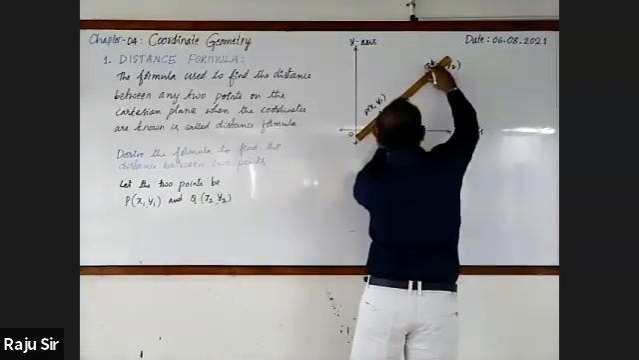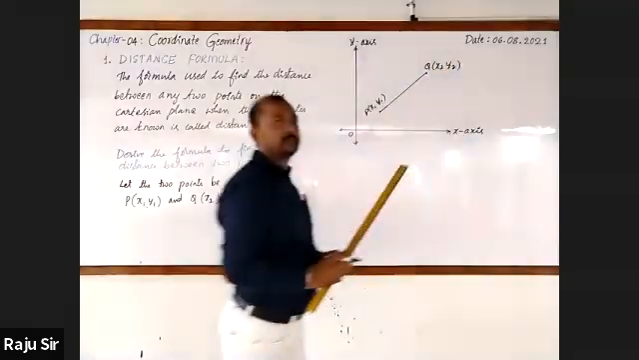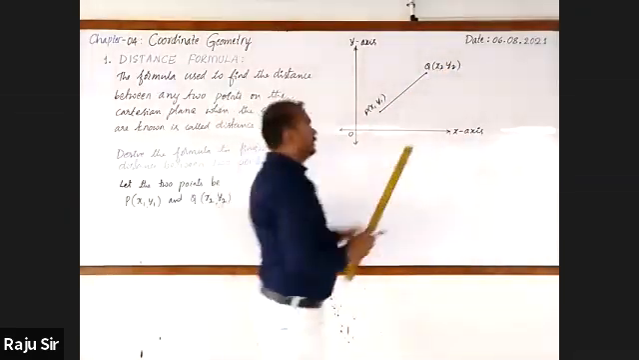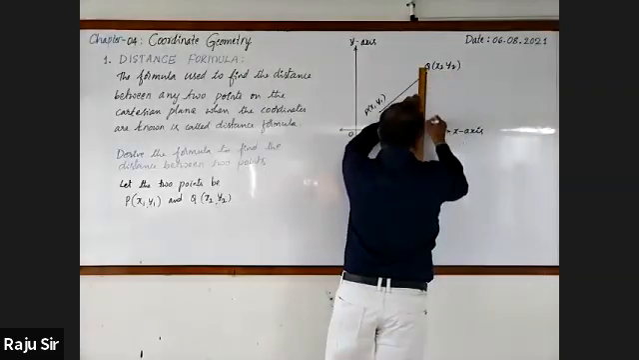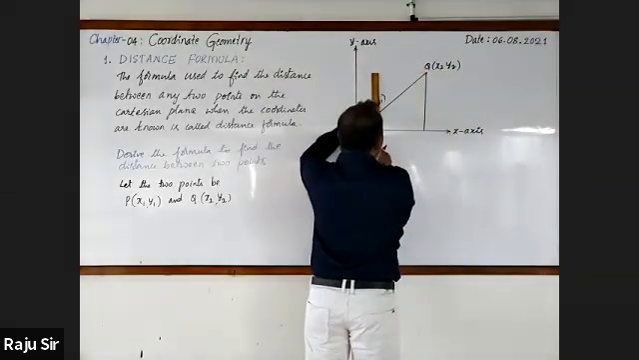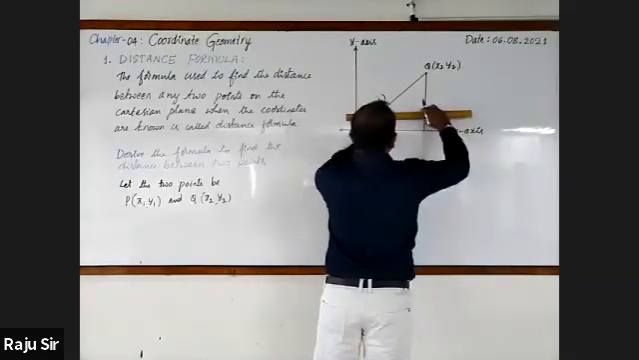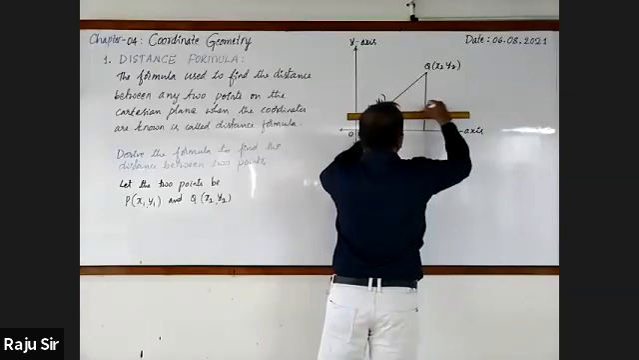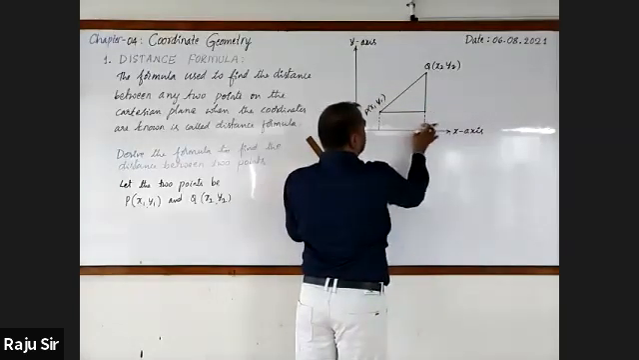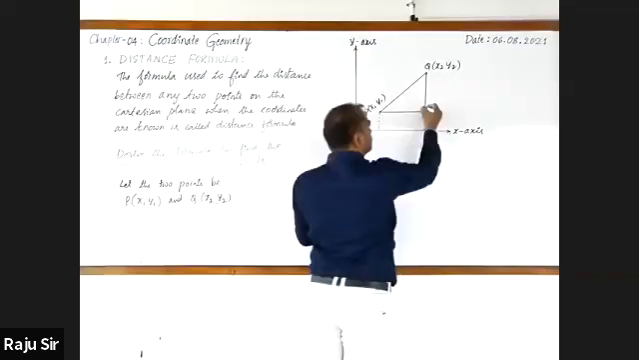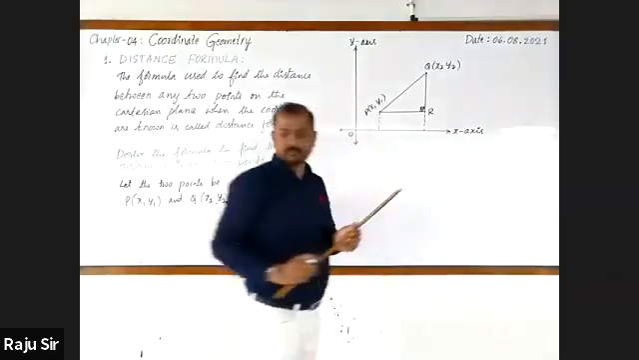Join P and Q. To make it simple, I'm drawing this. Let us show the triangle with dark lines and the remaining as dotted lines. Call this point R.